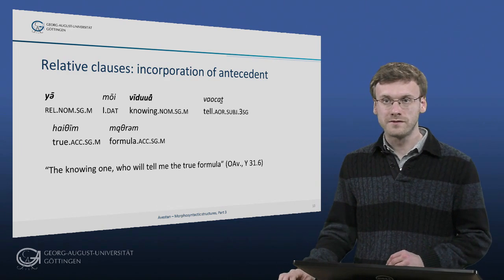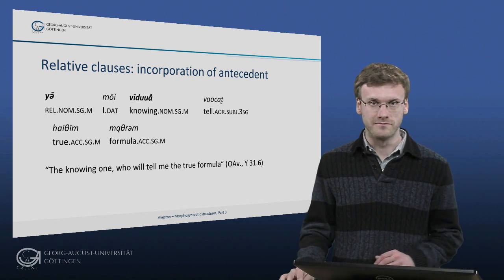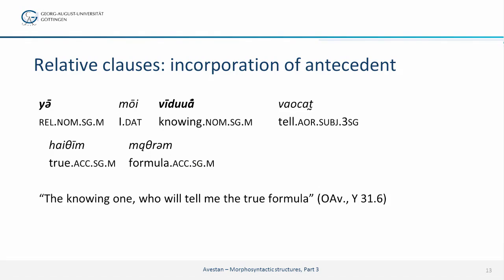The antecedents of relative clauses are frequently incorporated into the relative clause. An example is Je moi vidvor vouchat haithim morthrem. The knowing one, vidvor, who, ye, will tell, vouchat, me, moi, the true formula, haithim morthrem. Here we see that the antecedent vidvor, to which the relative pronoun ye refers, the knowing one, who, is actually incorporated into the clause.